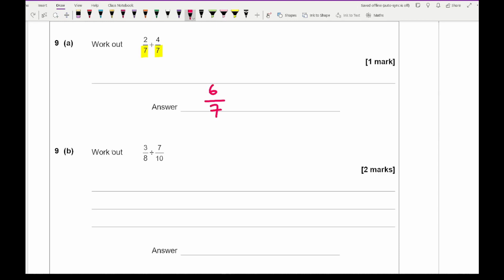For 9b, we're dividing, so we keep the first fraction, we flip the second fraction, and we replace the division symbol with a multiply. So 3 times 10 is 30, and 8 times 7 is 56. And I can simplify that fraction by dividing by 2, by 2. So we get 15 over 28, and I can't simplify that any further, so there is my final answer.